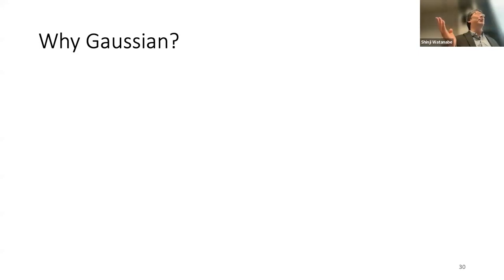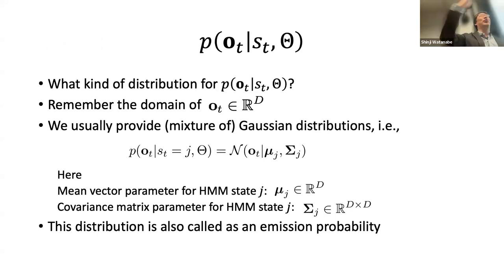I don't know how many people know the gamma distribution, but it can also be an option. But we don't use a gamma distribution here, because it usually limits the domain to only positive values. The Gaussian distribution's domain is not bounded, from minus infinity to infinity. So this is the speech feature after taking a log, and it can follow this kind of domain. So the domain is also important information when we choose the correct distribution.